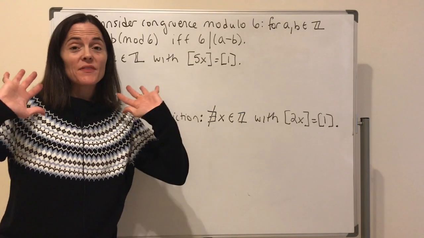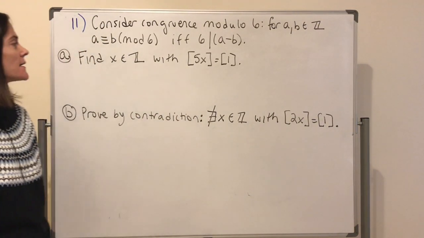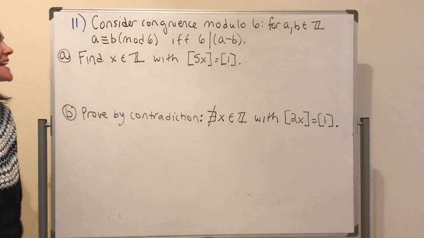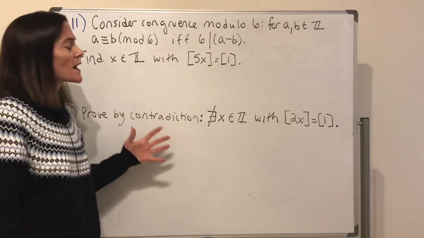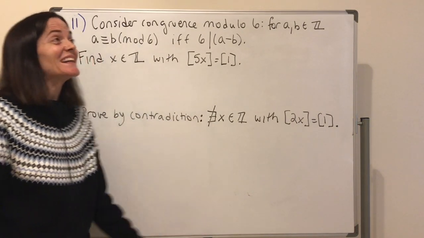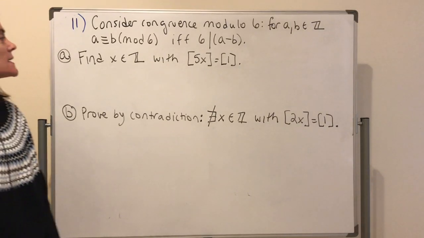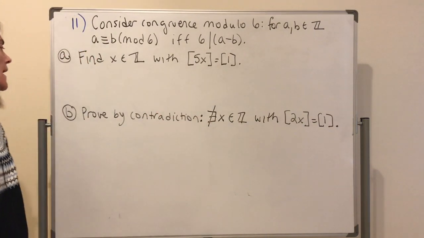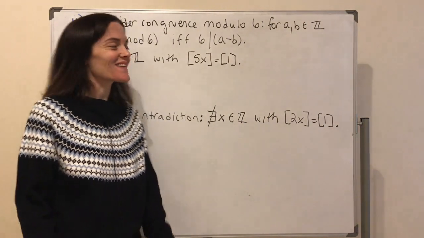Okay. This is about the equivalence relation, which is congruence modulo 6. I rephrased part B from the way it is in the worksheet, but it's equivalent to what I have written. I just wrote it in a different way that matches a little bit more. In any case, we want to find x in Z with the class of 5x equals the class of 1, and then prove by contradiction there is no x in Z with the class of 2x equal the class of 1.